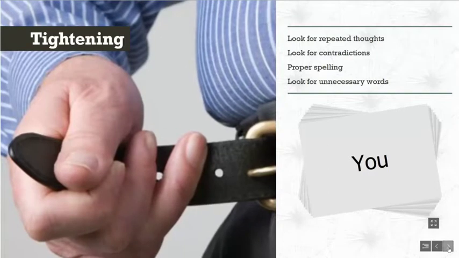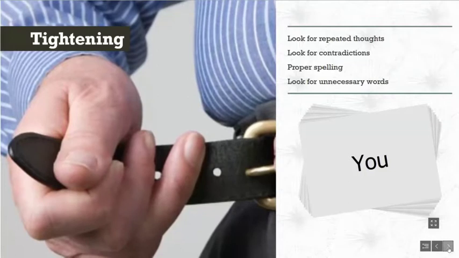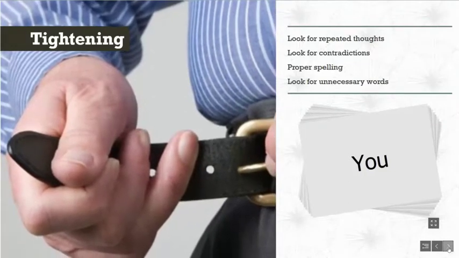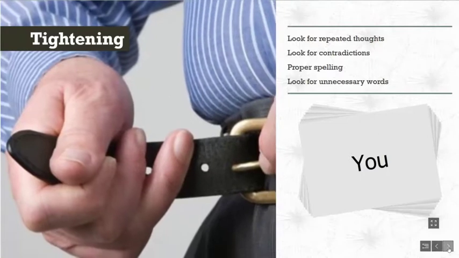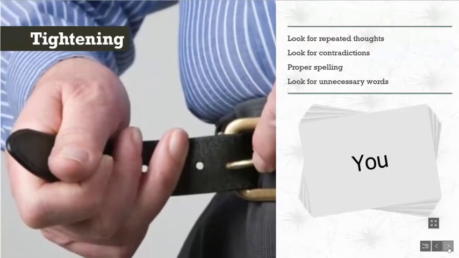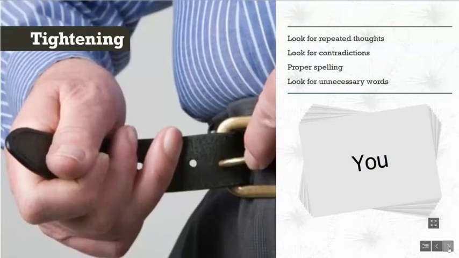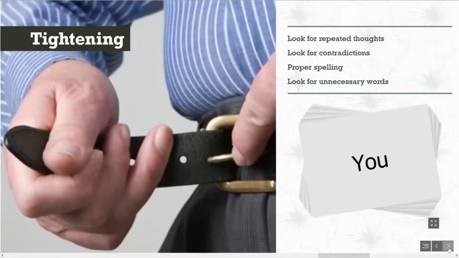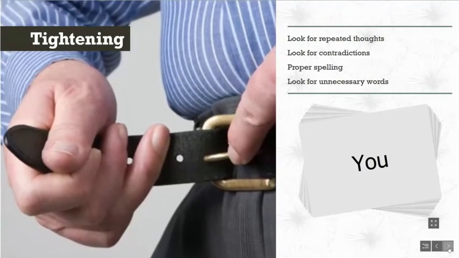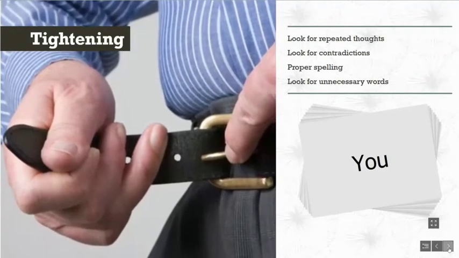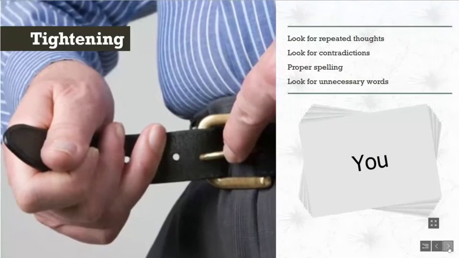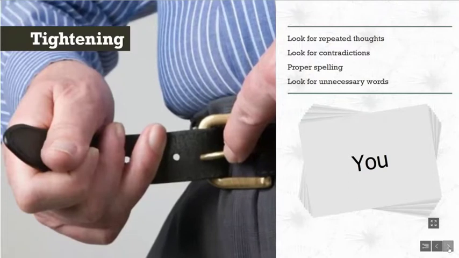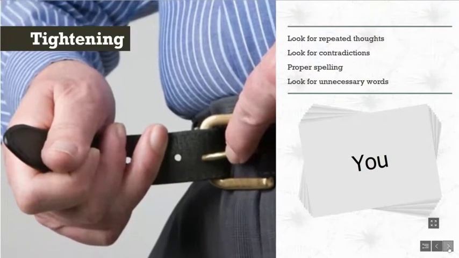Look for contradictions. Maybe in one paragraph you said how a certain Shakespearean sonnet was the only place that Shakespeare used this type of rhyming pattern or this type of subject. And then later on you say Shakespeare used this rhyming pattern in all of his sonnets. That would then contradict what you have said. So make sure that you're not having contradictions.